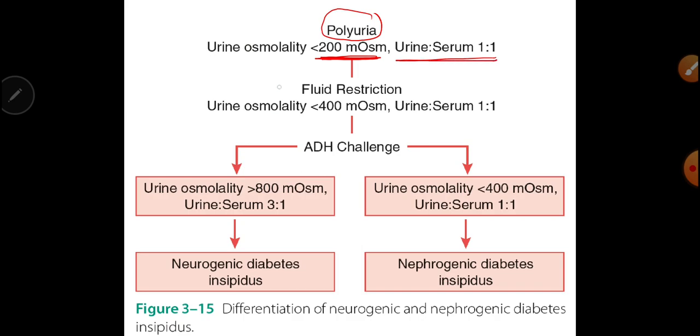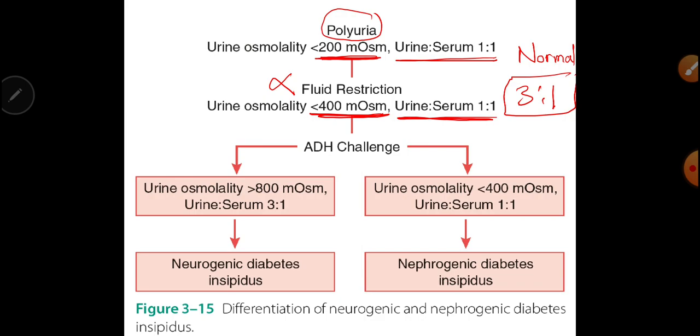The second step we will do is the fluid restriction. After fluid restriction, if the urine osmolality is less than 800, and even less than 400, and the urine to serum ratio of osmolality is again 1 to 1, this is abnormal. We said before that the normal is 3 to 1. So this patient has a problem in the kidney's ability to reabsorb water, and this is related to what? To ADH endocrine function.